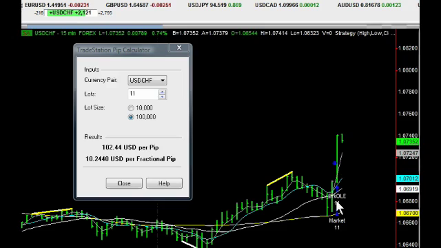We have 11 lots, 11 contracts. Right now, a price for this U.S. dollar, Swiss franc, $100,000 lot size is $102.44 per pip, and our current profit is right here, 22.50, 22.54, let's say. So that's where we are right now. It's 9:16, 9:17 a.m. on Thursday, July 23rd, 2009.